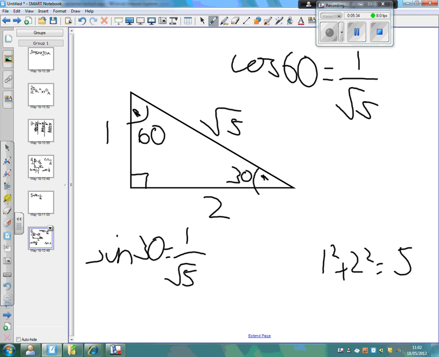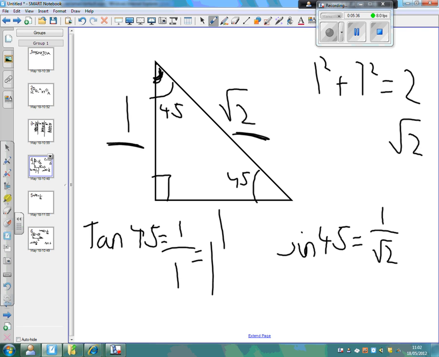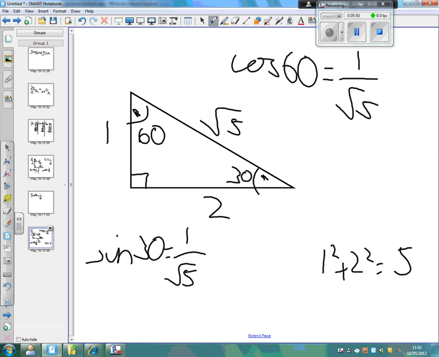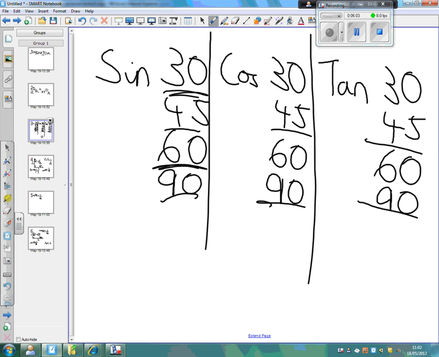So just remember these two triangles. Let's just go over them again. We've got a simple right angled triangle with dimensions 1 and 1 on the opposite and adjacent, and then that will come to square root 2 on the hypotenuse. And just remember the other two angles are 45. And the other triangle, which is obviously a right angled triangle again, with angles 60 and 30 with dimensions 1 by 2, with hypotenuse of square root 5. So if you remember all these, you can work out any of these sine, cos, and tans.